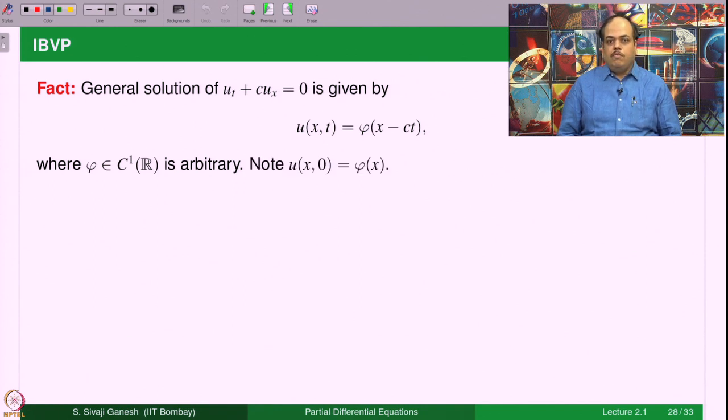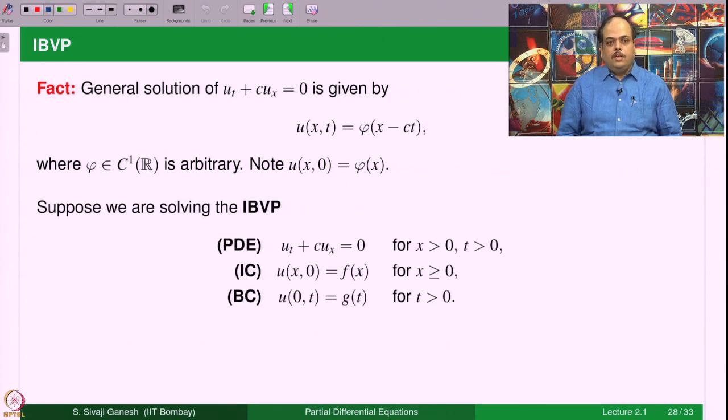Of course, what is that? At t equal to 0, u(x, 0) becomes phi(x). So, this phi is nothing but the initial solution, the initial condition. Now, an initial boundary value problem, as I told you, will have a PDE posed in the first quadrant xt, x positive, t positive. The initial condition is given and there is only one boundary point, namely x equal to 0. Therefore, u(0, t) is also prescribed.